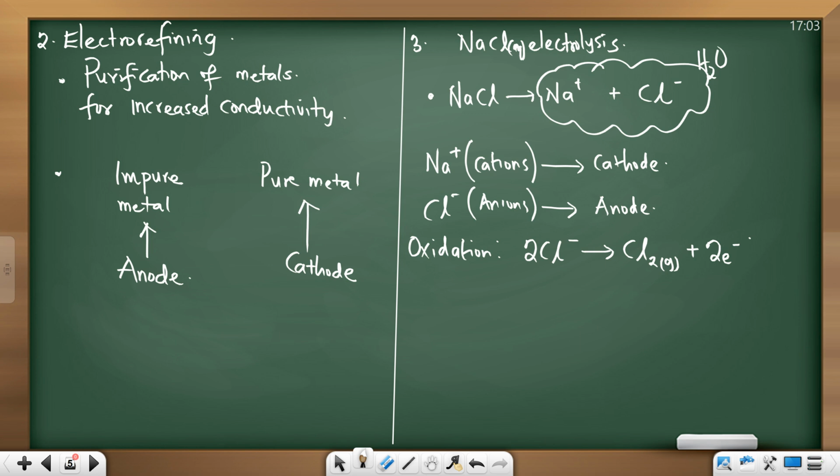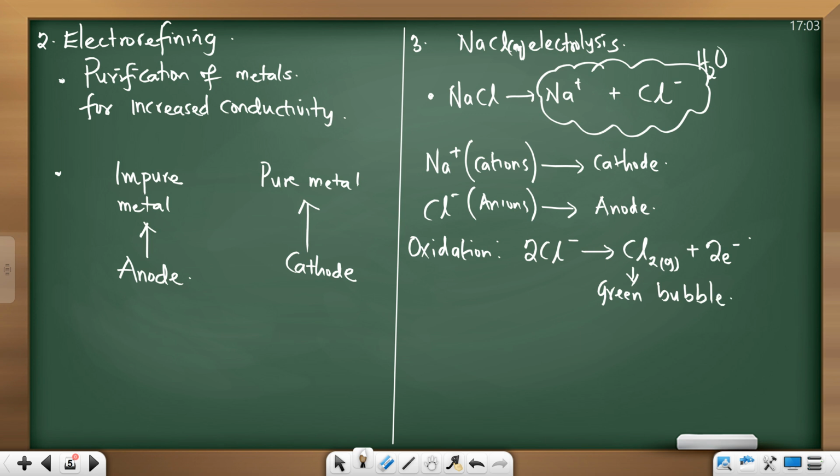Right from the right to the left. Watch what is produced. It's a gas. Examiners are going to ask you something. What is observed? It's a green bubble.